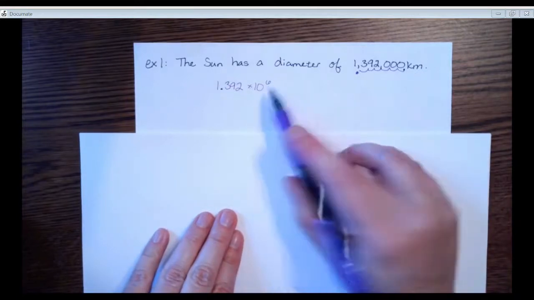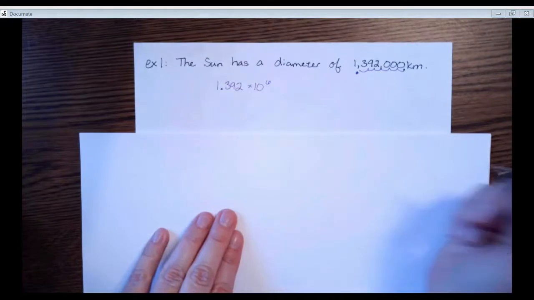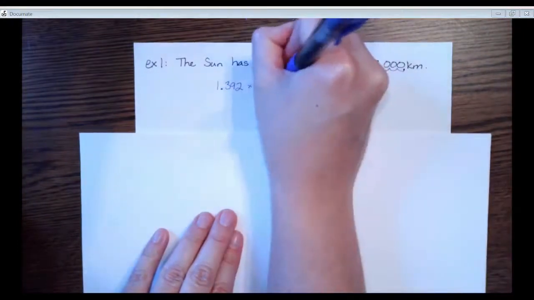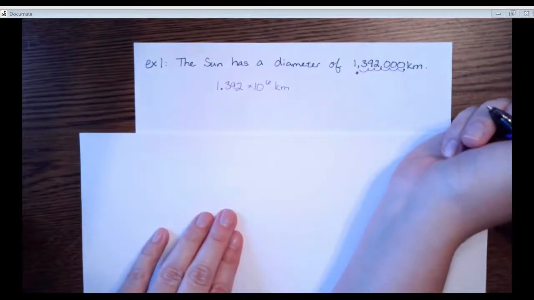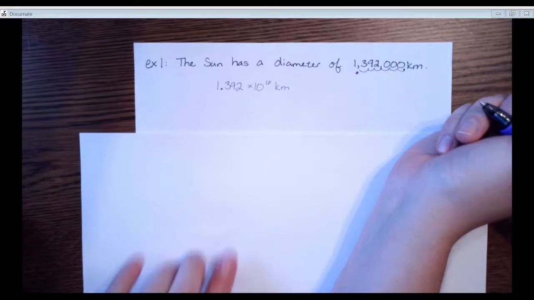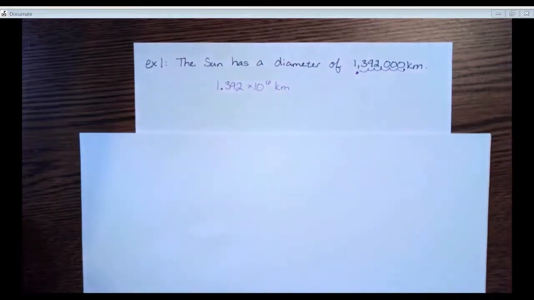And then the final thing I need for this is simply my unit. So remember, no naked numbers. We always want to have units on them, keep them decent for public. This isn't math class where you can do scandalous things like have numbers without units. Okay, so 1.392 times 10 to the 6 kilometers.